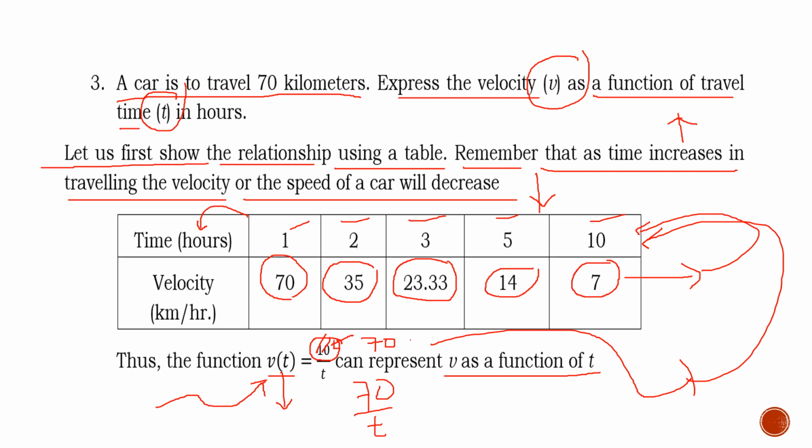So this function represents the travel time in hours. So we express this velocity as a function of travel time in hours. What will be the number of kilometers per hour we travel when your time increases and when your time decreases? So what will be the velocity that we can map on each of the times that we traveled a specific distance? For example, in this problem, your specific distance is 70 kilometers.